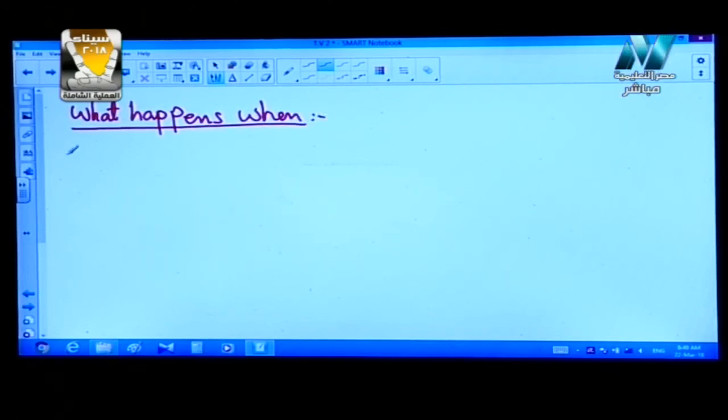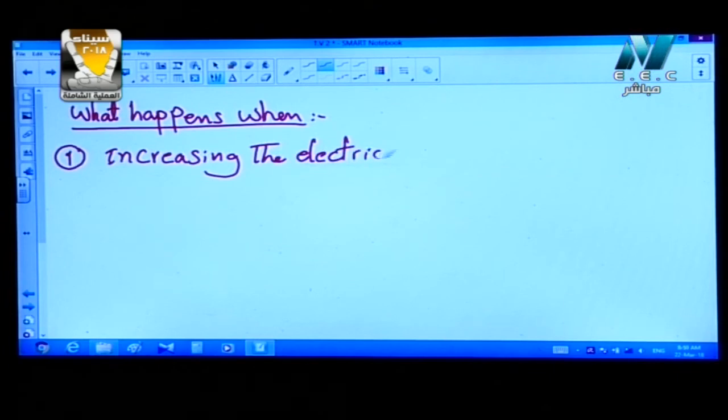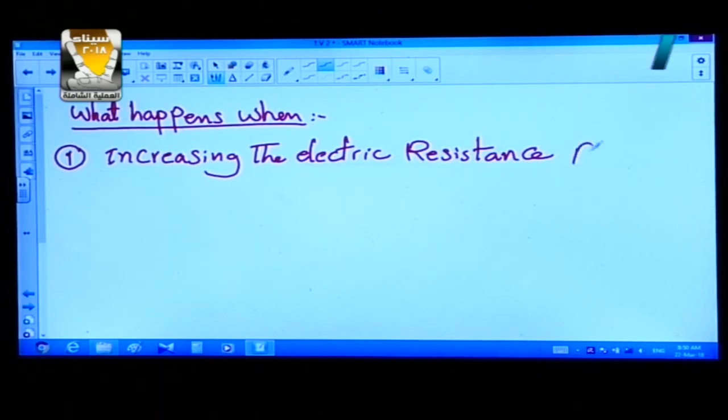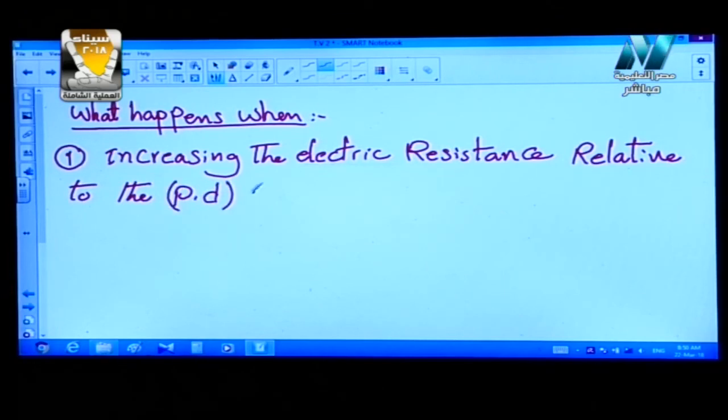If we have another question as برضو what happens when number 1 increasing the electric resistance. تمام. لو حصل electric resistance increase تمام relative to بالنسبة إلى the potential difference and current intensity.